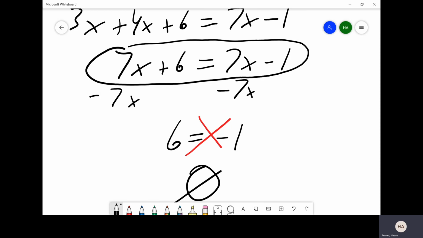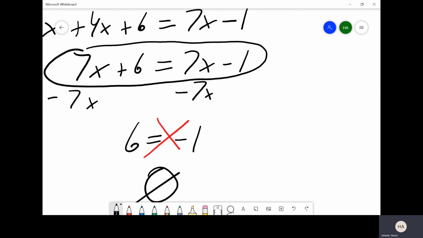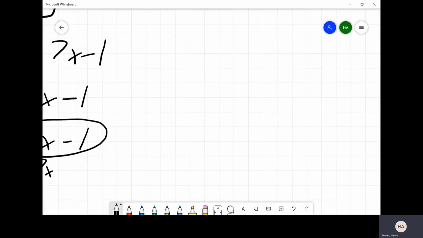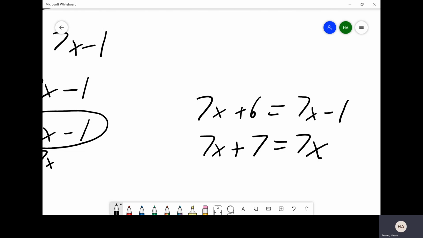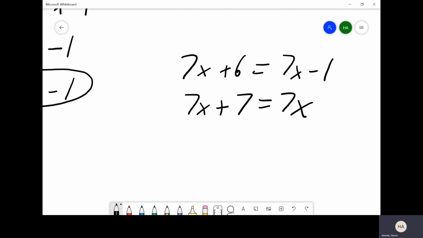You can try. You could essentially move the other numbers over. We didn't have to subtract the negative 7x, right? So if we wanted to, we could say, okay, 7x plus 6 is equal to 7x minus 1. And what you could do is you can move the negative 1 over. Or you can move the 6 over. So let's move the negative 1 over. We have 7x plus 7 is equal to 7x. Let's divide everything out by 7, because we can do that, right? There's a 7 in front of everything. So divide both sides by 7. And if we divide both sides by 7, we get x plus 1 is equal to x.